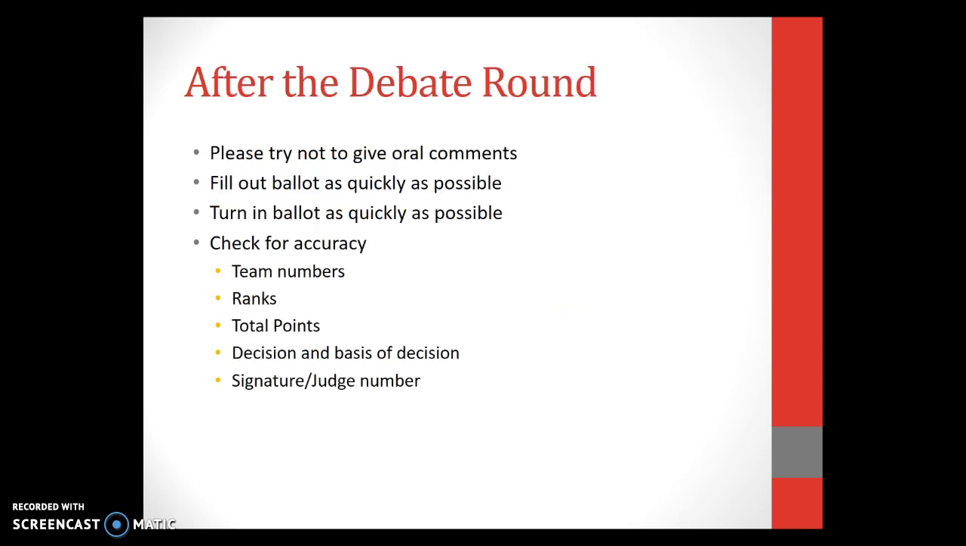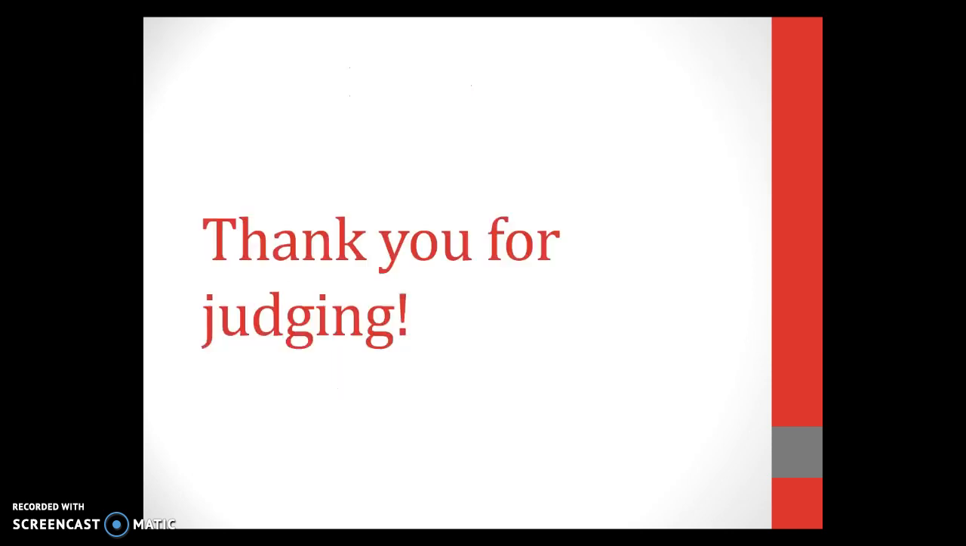After the debate round, please try not to give any oral comments. Please write it all down. Fill out your ballot as quickly as possible. I recommend writing as you listen so that you don't have to do it all after the round. Turn your ballot into the tabulation table, which is right outside of the library. Before you do that, check for accuracy. Check that your team numbers are correct, ranks, points. You've assigned ranks and points for each student. You've written a decision and a basis for your decision, and you've signed the bottom of it.